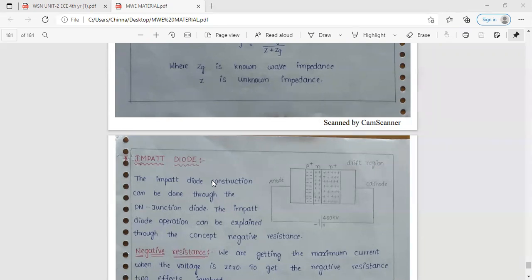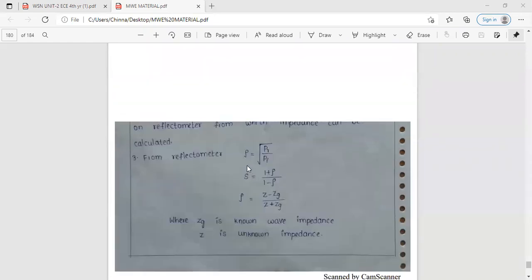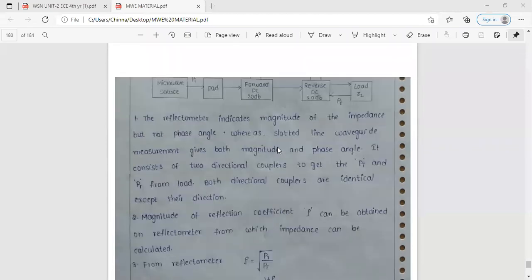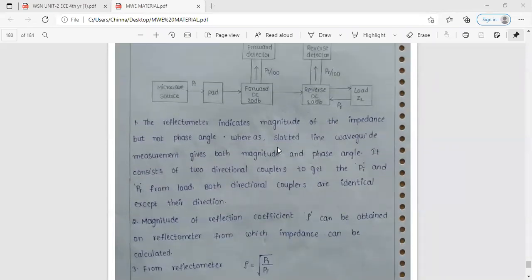We have different types of methods. All are using the microwave bench setup. First of all, you identify what the microwave bench setup is. That diagram will be followed by all the measurements. Based on the microwave bench setup only, the measurements of the various waveguide components will be calculated. Okay. So in tomorrow's class I will discuss the solid state devices. Okay.